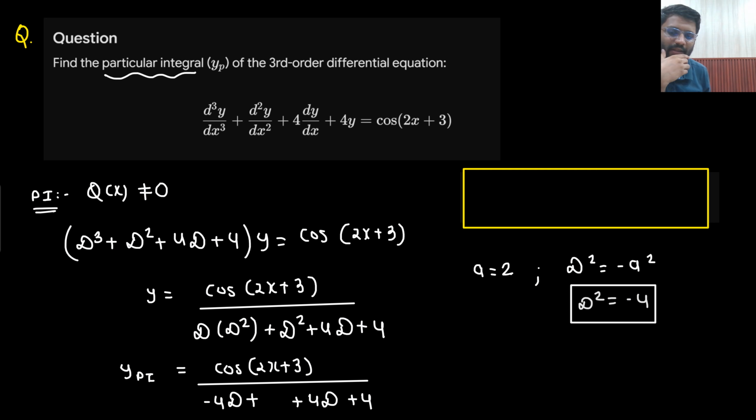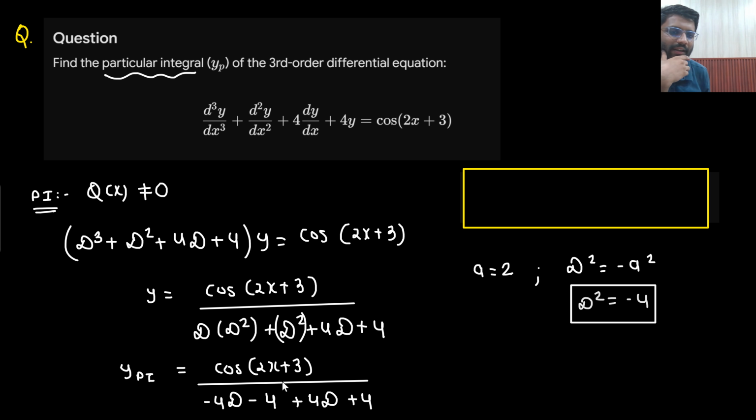D square can be put as minus 4. In place of d square, what you are putting, minus 4. No, in place of d square, I am putting minus 4. So here I am putting minus 4. Here I put minus 4, minus 4d, minus 4 plus 4d plus 4.